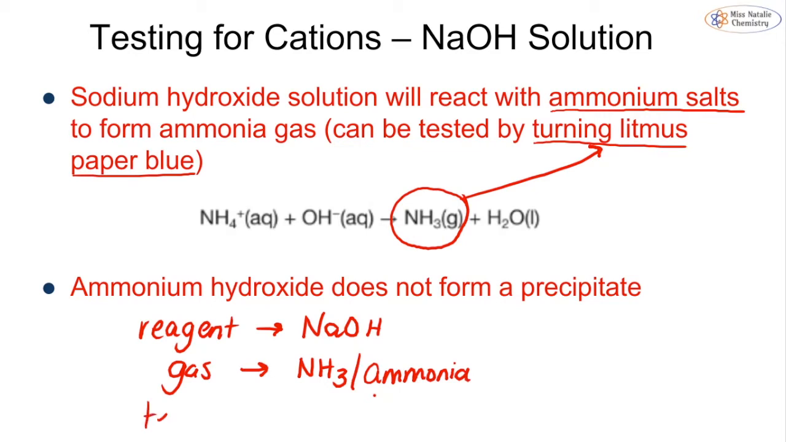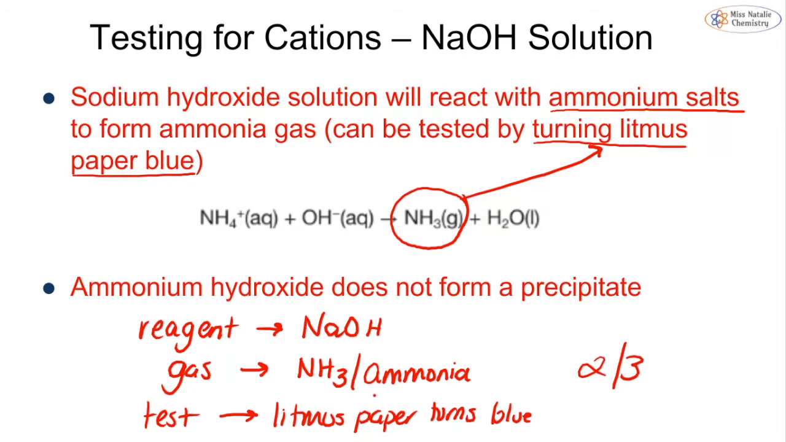And you have to say how you test for that, and that litmus paper turns blue. This is sometimes a 2 or a 3 mark question, depending on whether they ask you for the reagent at the start.